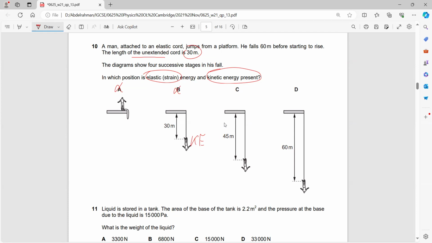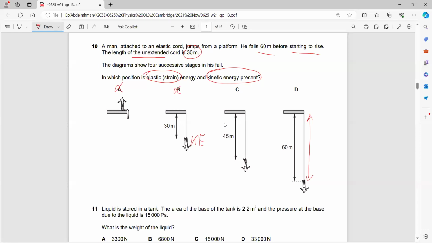They both seem very promising. C and D, they both seem very promising, but D is wrong. Why is D wrong? He falls 60 meters before starting to rise again. So at a length of 60 meters, what happens to the man? He stops and then he starts to get pulled back up.